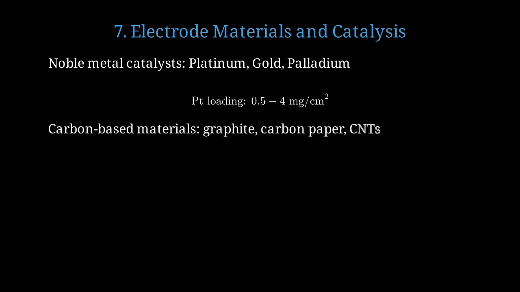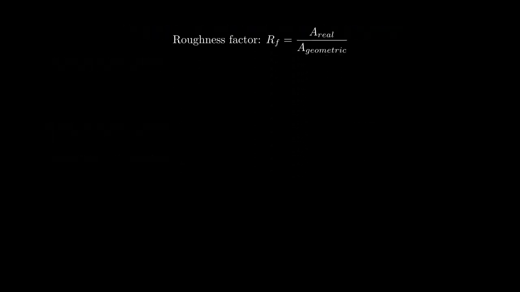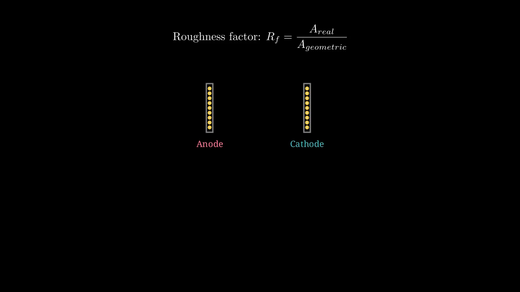Carbon-based materials like graphite, carbon paper, and carbon nanotubes provide excellent conductivity and large surface area. Increasing electrode surface area through porous structures or nanostructuring dramatically enhances current density. Roughness factor equals real surface area over geometric area. Values of 10 to 1000 are achievable with nanostructured electrodes. Nanostructured electrodes with catalyst particles provide enormous surface area and compact volume, enabling high current densities.